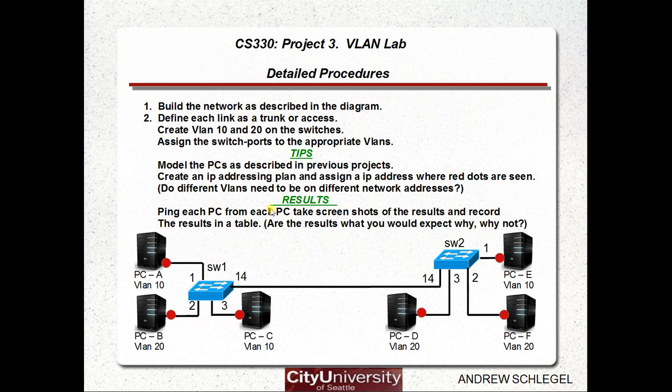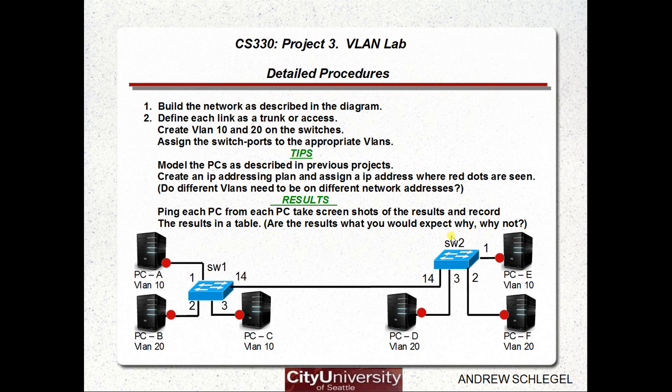Then what you want to do is model the PCs as we've been doing all along. Assign the switch ports to the appropriate VLANs. Create an IP addressing plan, and then assign IP addresses where the red dots are. So a question: do different VLANs need to be on different network addresses? Hopefully you know what that means. Not different addresses, but different networks. That's the question to you.